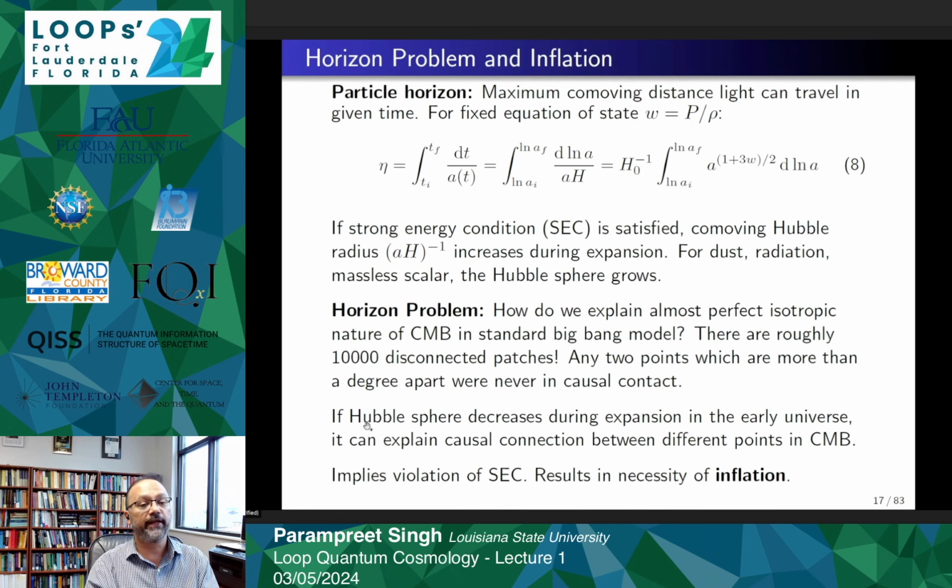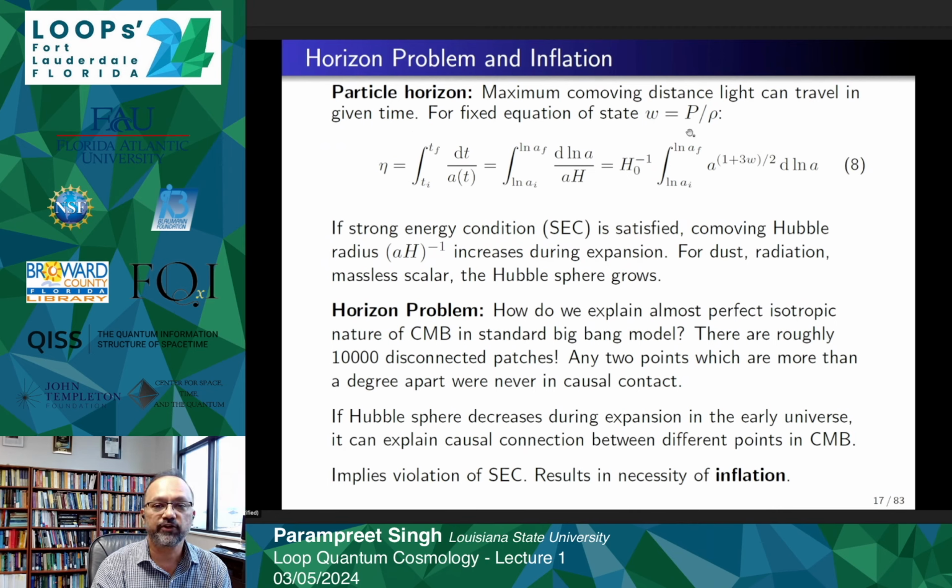Another thing which we will need later on is to understand some of the problems of cosmological models. Like, why do we even want to go beyond the standard model of cosmology? And for that, it's important to understand what the horizon problem is. I'm skipping various other problems of the standard cosmological model, and just focusing on what we really need as bare bones. For that, I want to first introduce what a particle horizon is. The particle horizon is the maximum co-moving distance light can travel in a given amount of time.